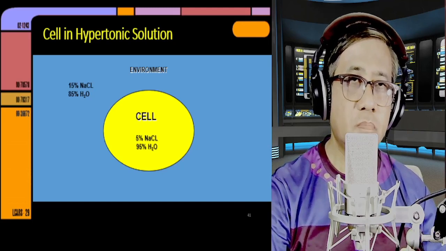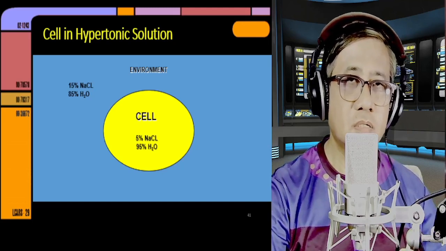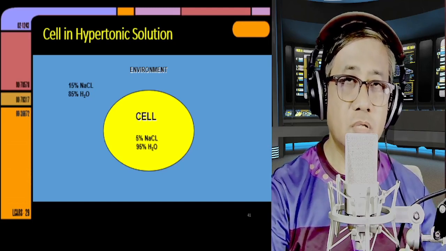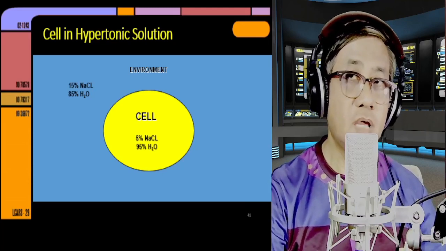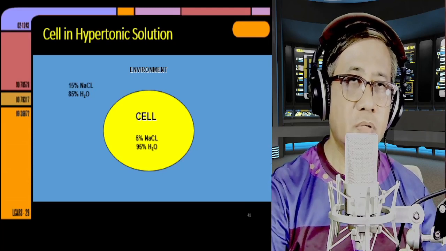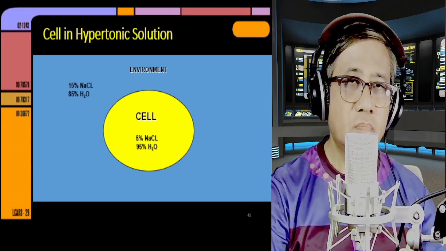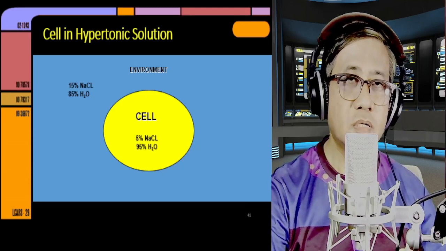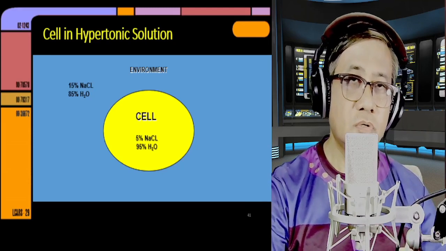So hyper here, you have more of the solute outside the cell compared to the amount of solute inside. So more solute outside, that makes it hypertonic. So more solute outside, less solvent outside, and more of the water inside the cell. So there is no balance.